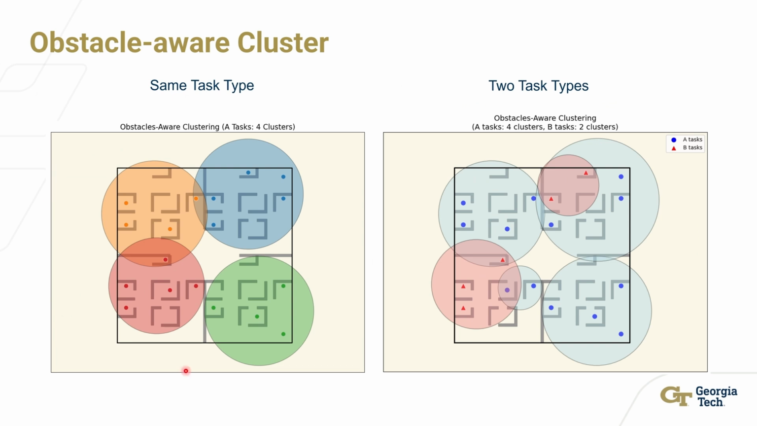In the left figure here, you can see the result of clustering for a single task type. In the right figure, which includes multiple task types, tasks are clustered separately even if they are close together but divided by a wall.